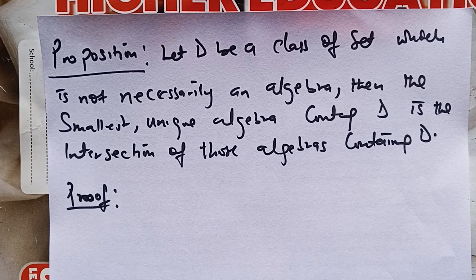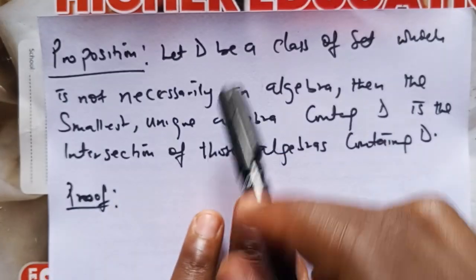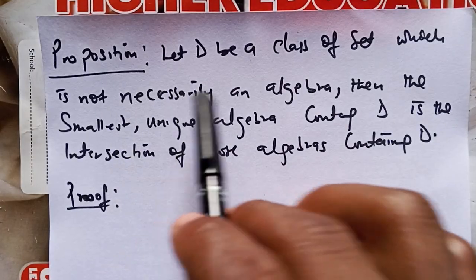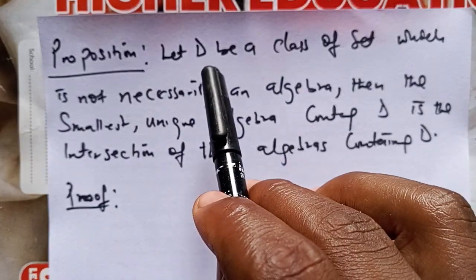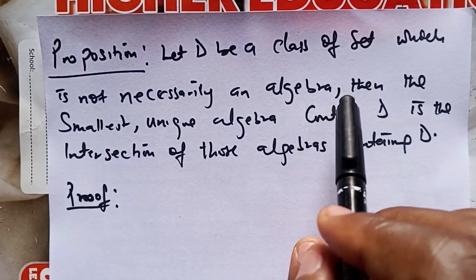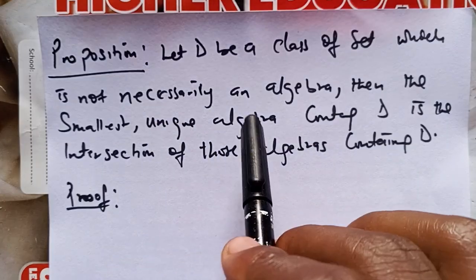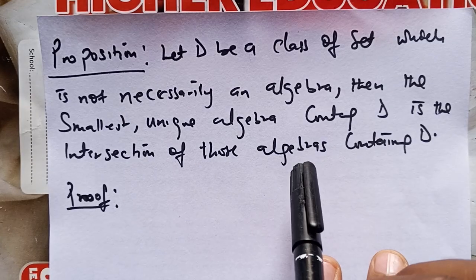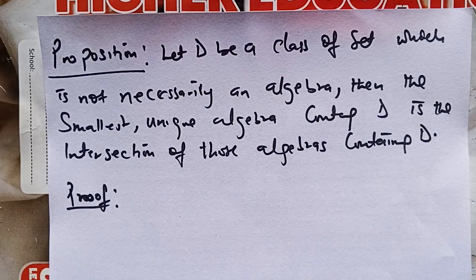In this video we want to solve this nice proposition. The proposition says that, let D be a class of sets which is not necessarily an algebra. So D is a class which is not necessarily an algebra. Then the smallest unique algebra containing D is the intersection of those algebras containing D.